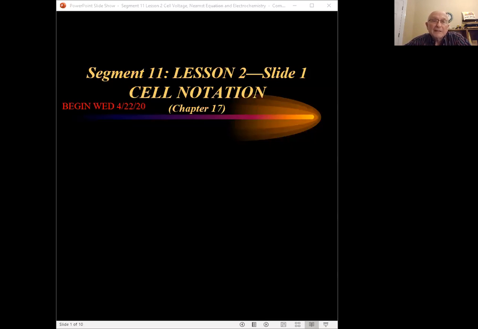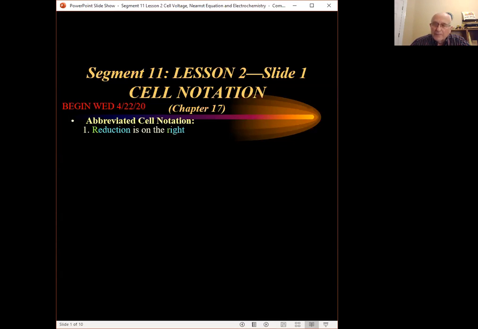Okay, today's lesson is going to begin talking about cell notations. The abbreviated cell notation is a way of describing an electrochemical reaction in a very shorthand way, sort of like a balanced equation describes a chemical reaction. Well, this one abbreviates that even further when we're talking about oxidation reduction, or what we call redox reactions.